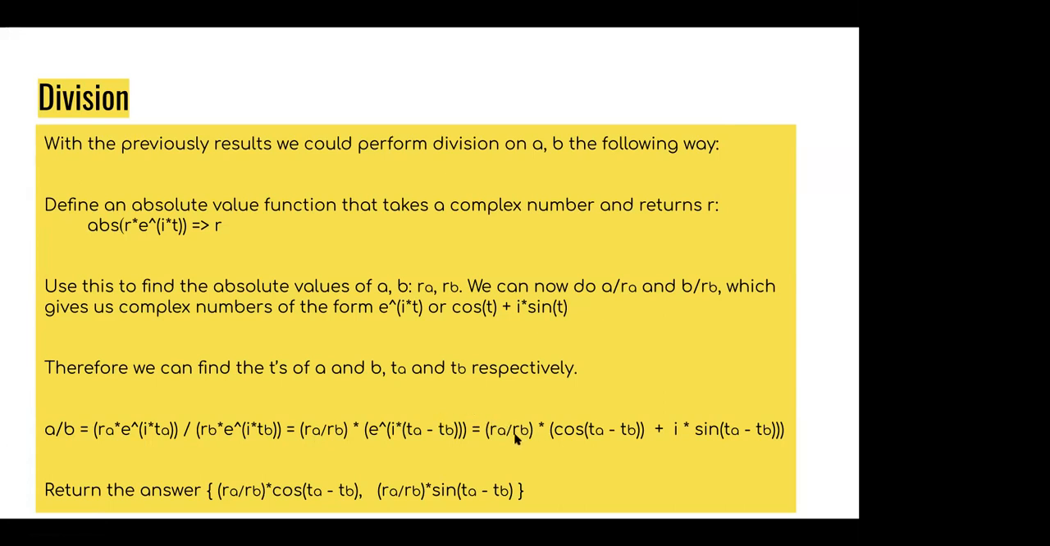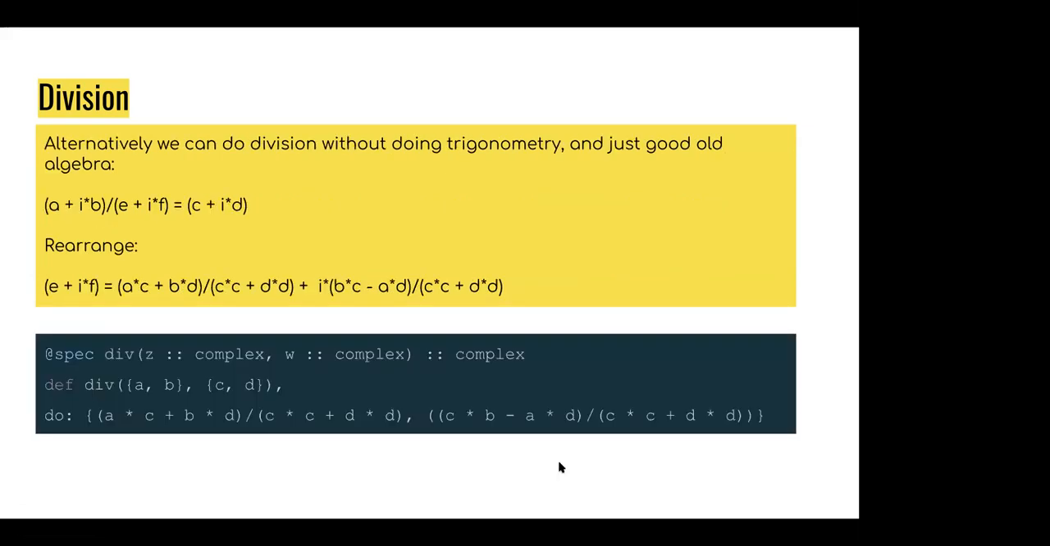And then finally, using Euler's rule again, R_A divided by R_B times cos(t_A minus t_B) plus i sin(t_A minus t_B). And then with that, we can see that we'd get a tuple in the following form, corresponding to the complex number. So that's one way of doing it, but there's another way without having to do that, and you don't have to use trigonometry, just good old algebra.